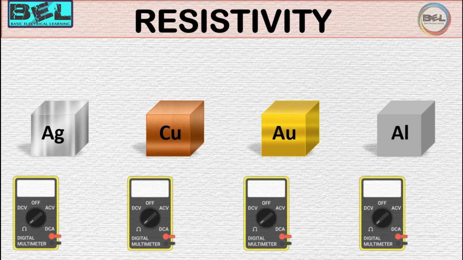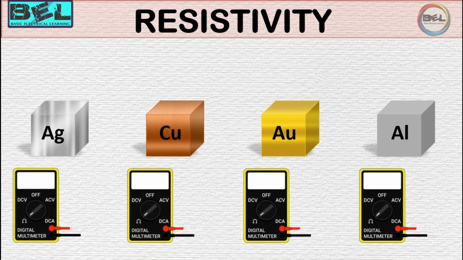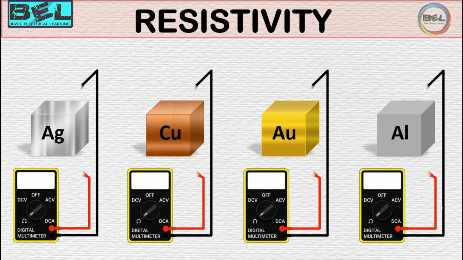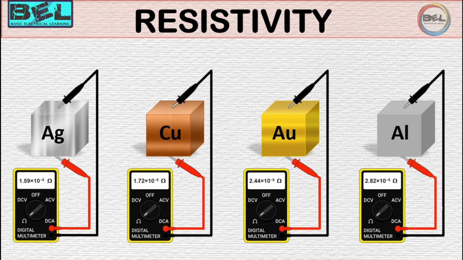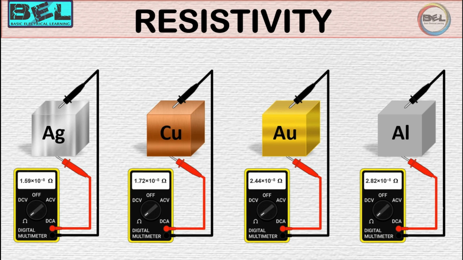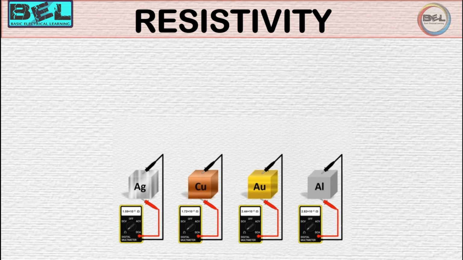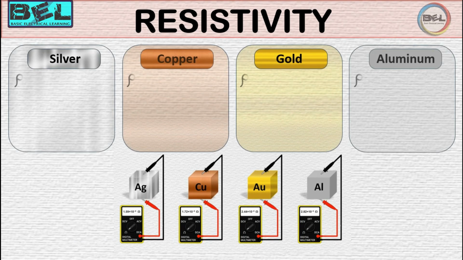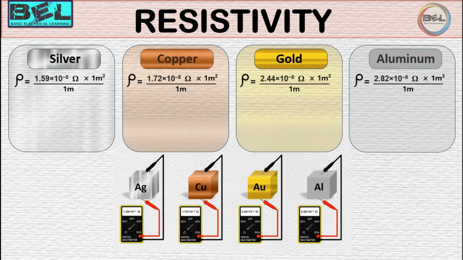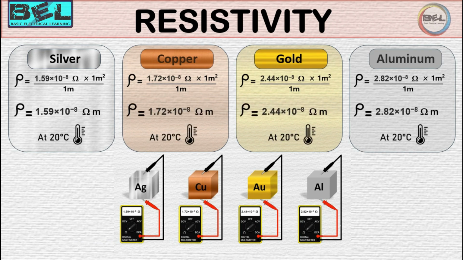First of all, find out the resistance of the metal with specific dimensions. For example, a metal cube of any material with a 1 meter length on all sides. Find the resistance by using a multimeter or directly an ohm meter. Then put the value of resistance in the resistivity formula. After calculation, you will get the resistivity of that metal. Remember, the resistivity shown for these metals is at a standard temperature, that is 20 degrees centigrade.